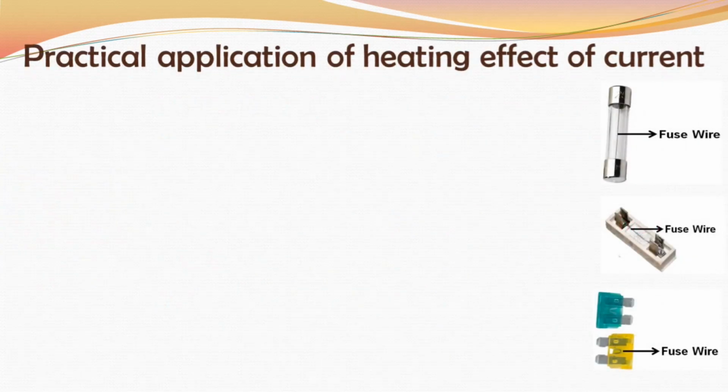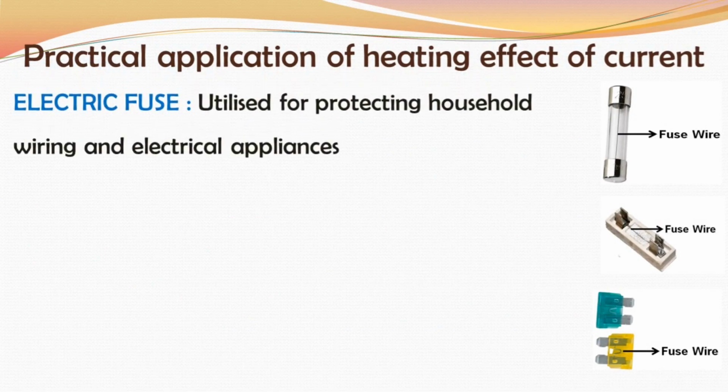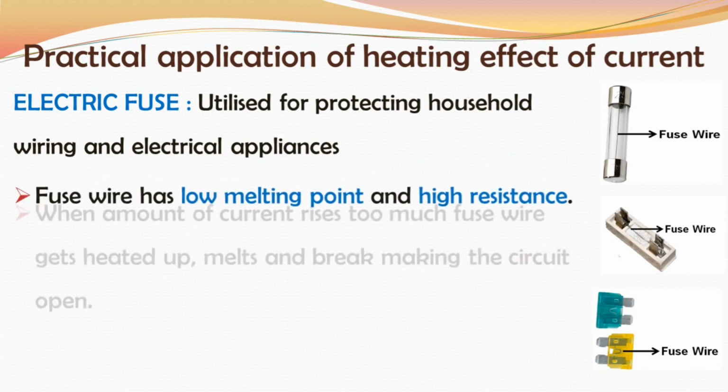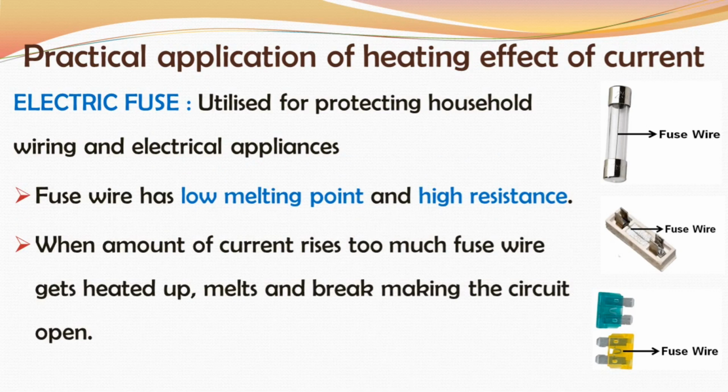Electric fuse. A fuse wire is used for protecting the household wiring and electrical appliances. It is because fuse wire has a low melting point and high resistance. When the amount of current rises too much in the fuse wire, it gets heated up because of the high heat produced, melts, breaks and then makes the circuit open.